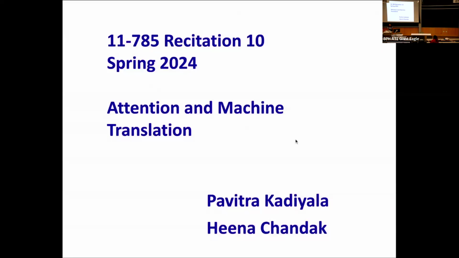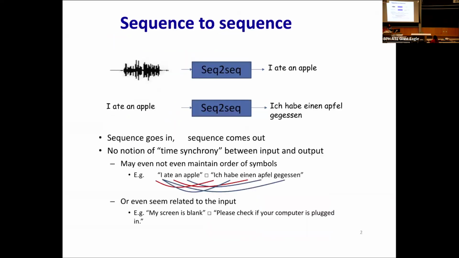So good morning, everybody. Today we will be talking about attention and machine translation. Before getting into the main problem, what is a sequence to sequence model? Basically, a pipeline where a sequence goes in as the input and the output is also a sequence is a sequence to sequence model. And it can be in the form of audio or a sentence or so.